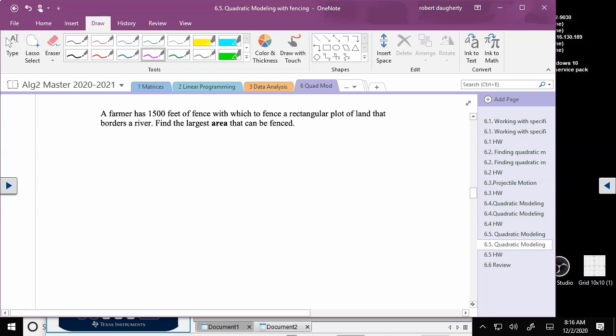A farmer has 1,500 feet of fence in which to fence a rectangular plot of land that borders a river. Find the largest area that can be fenced. So I have a river and I have a fence, okay? Now the key to it is, if you see anything that has the same variable, like this side, let that be X. This side is going to be Y. You know that you only have 1,500 feet of fencing.